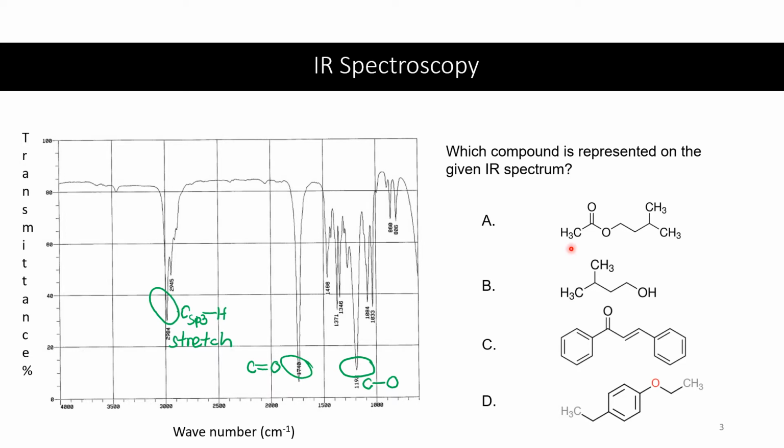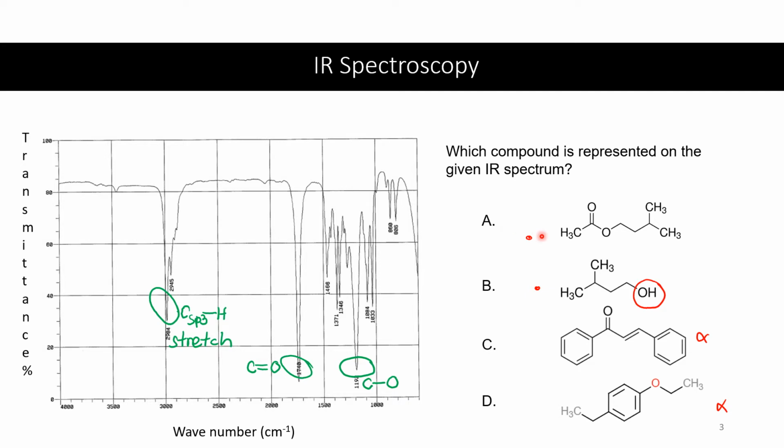So when we look at the answers, the C and D answers both have aromatic rings on them, but when we look at the IR spectrum, we have no evidence for the presence of the aromatic ring. So you are able to eliminate these two answers. Then we can look at these two. This one has the OH group. If there was an OH, we should have seen a broad peak around this region from 3200 to like 3600, but there is no peak there.